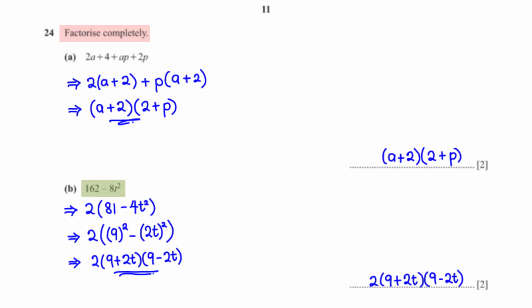162 minus 8t squared. This might be a bit tricky because after you factor out 2, we are left with 81 minus 4t squared. And if you look closely, 81 minus 4t squared can be rewritten as a difference of 2 squares. And that leaves us with 2, 9 plus 2t, 9 minus 2t.